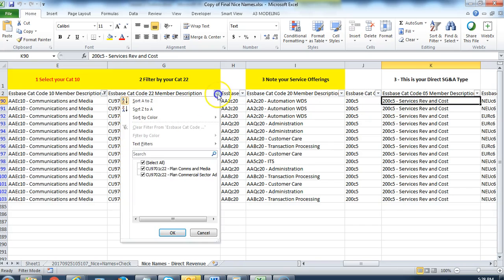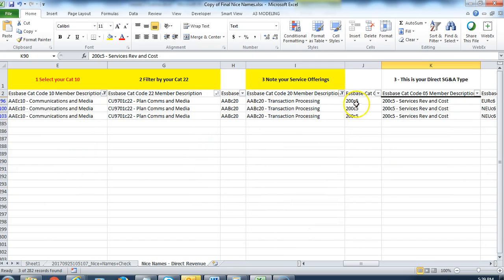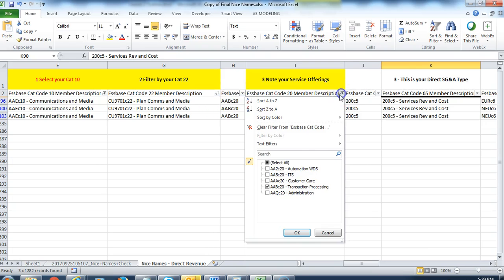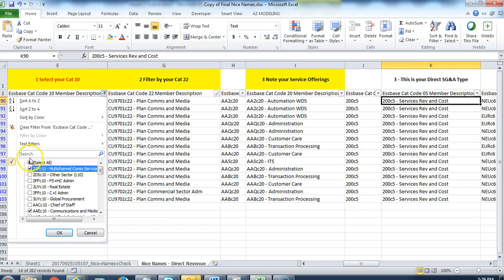Let's see, I can pick my internal customer. In this case we just have comms and media itself and commercial sector admin. That may or may not be necessary. And here are the service offerings. If I'm in communications and media, I do transaction processing, I do customer care. Perhaps one or two of these are not necessary, but the concept is, I'll select another CAT 10.